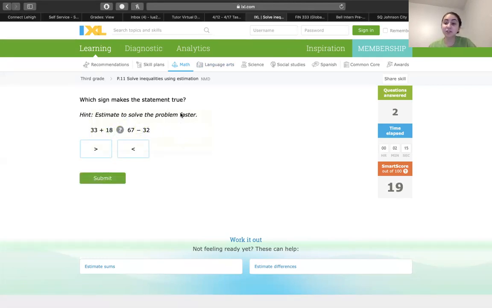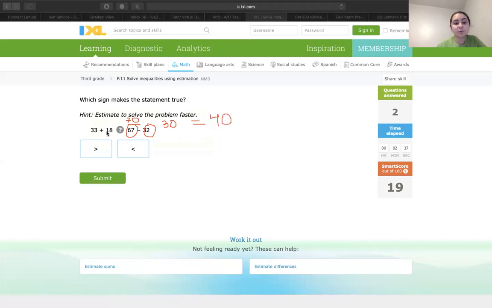Okay, now we have an addition and a subtraction. Now, this is close to 70. And this is close to 30. So 70 minus 30 is 40. And then we have 30 plus this is almost 20. So this would be more or less 50. So this would be greater than this.